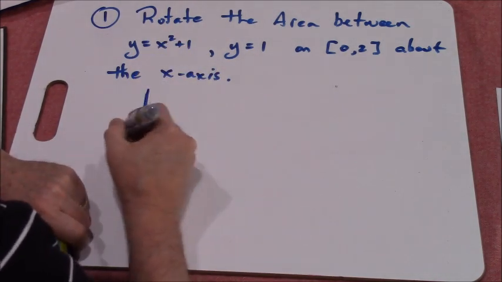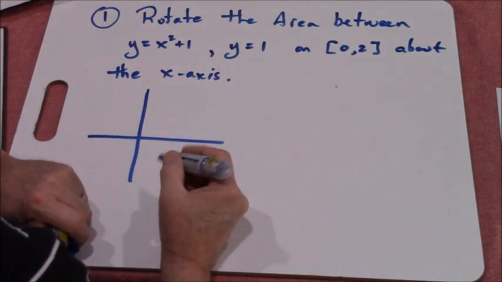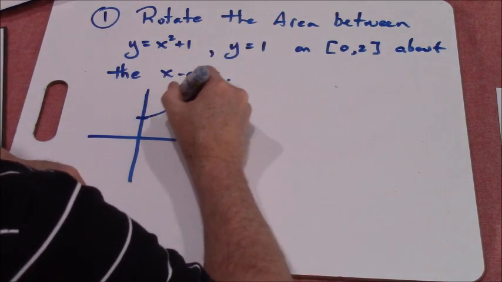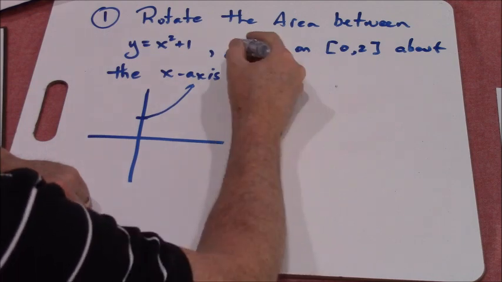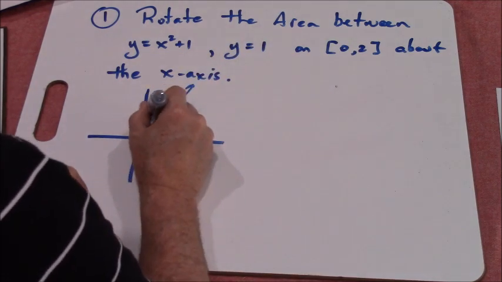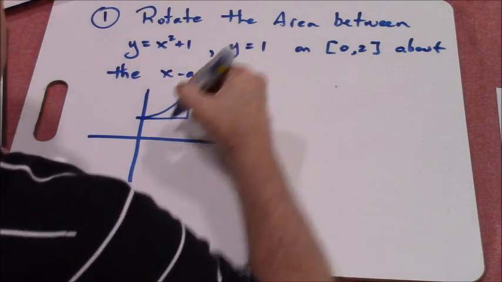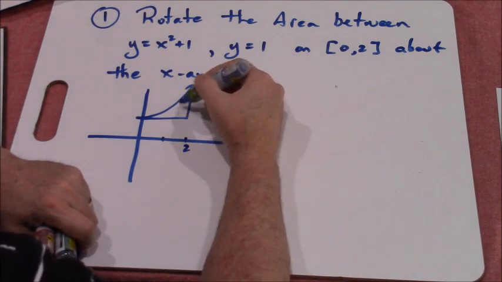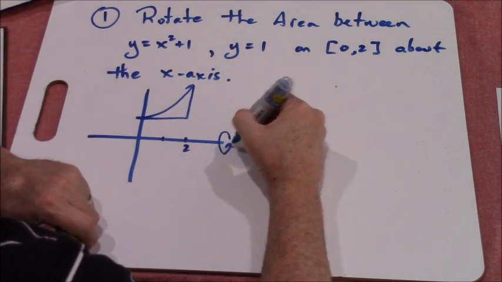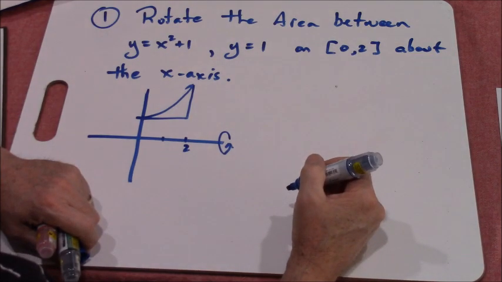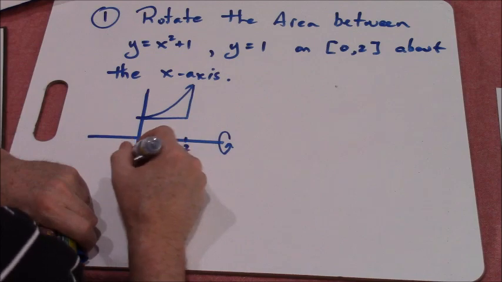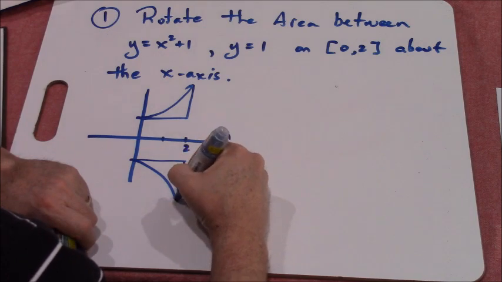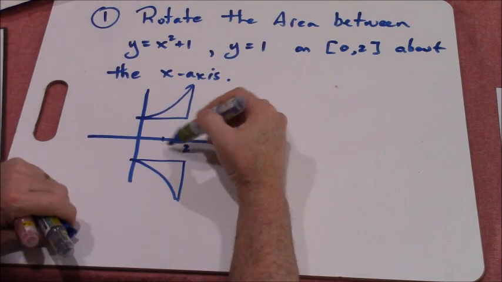All right, so here's the graph that I get. I've got a parabola that's been shifted up 1 unit. So that's going to look something like this. And then I've got the line y equals 1, which is just a horizontal line like this. And we're going from 0 to 2. So we're taking this area right here and rotating that about the x-axis. If I did that, I would have another piece kind of like this. We'd have this hollow part in the middle here.